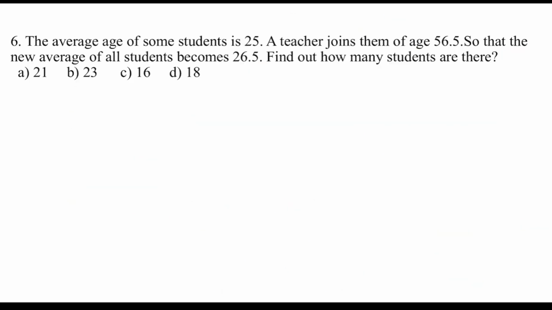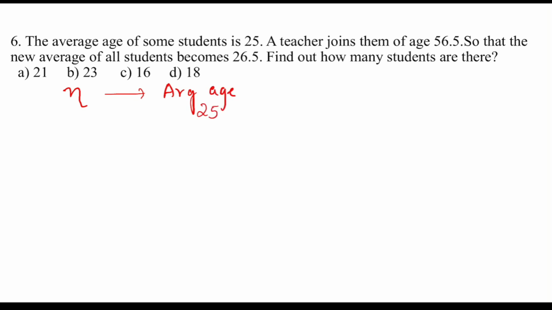Next problem. The average age of some students is 25. There are some students, we don't know how many, so we will take it as n. So the average age of n students is 25.